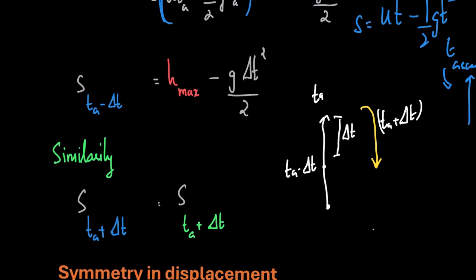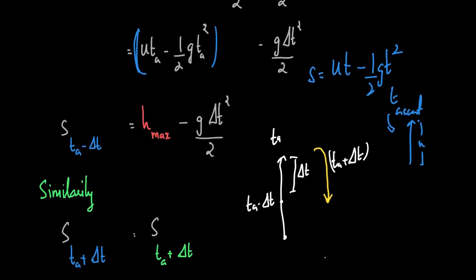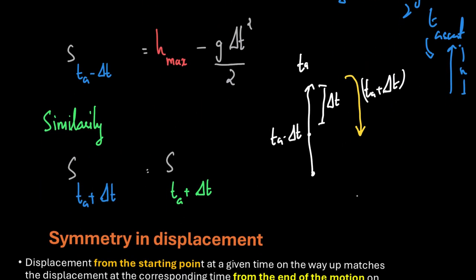Once we have that, we can find out that s at t_a plus delta t will give you the same value, h max minus g delta t squared by 2. Okay, sorry, my bad. s at t_a minus delta t is equal to s at t_a plus delta t, which means the corresponding displacements are equal when the time is t_a minus delta t and t_a plus delta t.